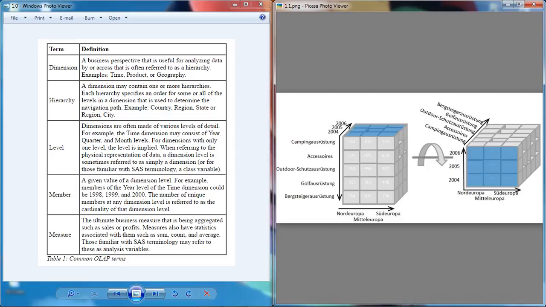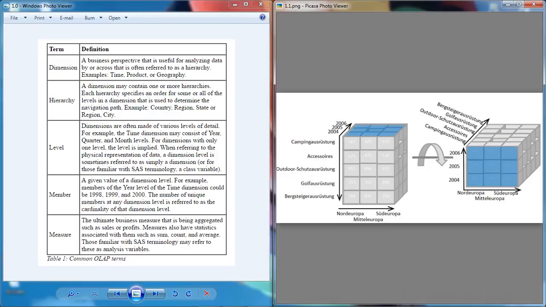Implied in this definition is the concept of dimensionality. Without these dimensions, there would be nothing to summarize the data by. Thus, a more generalized definition is the ability for users to quickly interrogate large amounts of data at varying levels of detail across a variety of combinations of business dimensions.